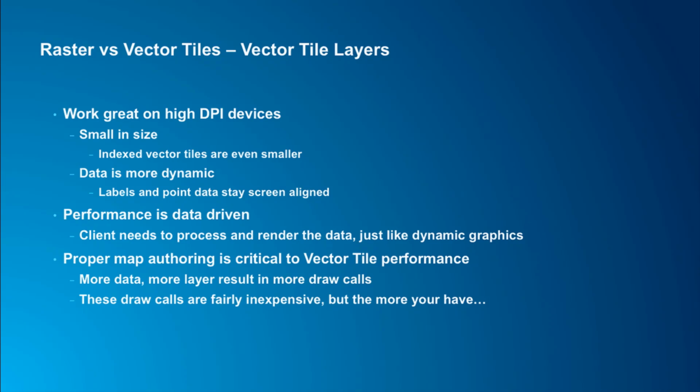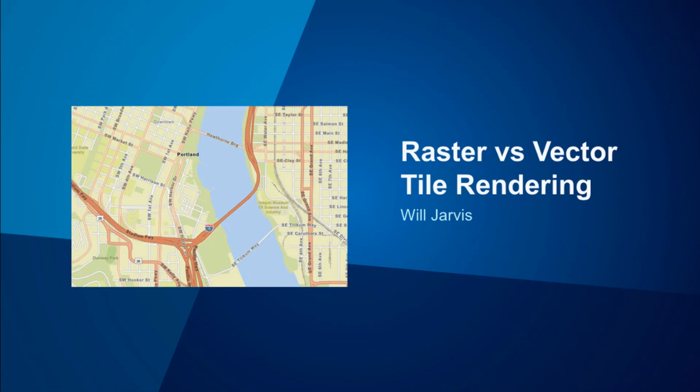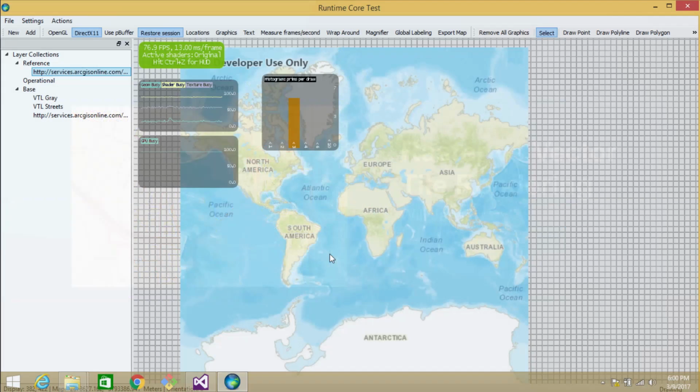And Will's going to actually show us now some maps and some differences in how the two different modes render. Cool. Layer types. Thanks, Ralf. So the first thing we're going to start with is I've just got a raster tile layer here. It's the street space map from ArcGIS Online.